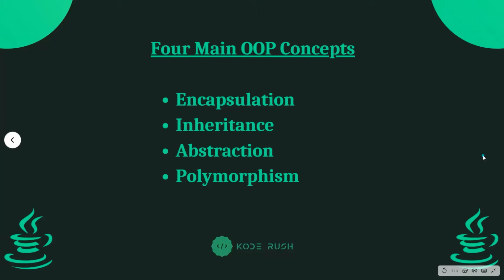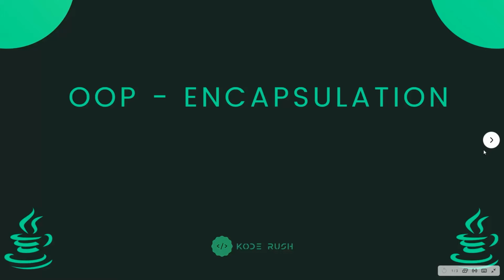Now in object-oriented programming, there are four main concepts, and we'll be covering them over the next few videos. The first one is encapsulation, the next one is inheritance, the other one is abstraction, and the last one is polymorphism. So in this video, I'll be covering encapsulation.